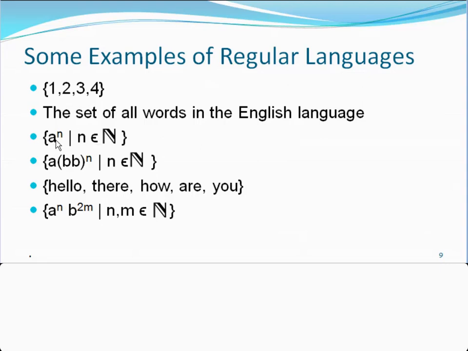On the other hand, here's an infinite set. This is the set of all strings made up just of a's, so it's a to the n, such that n is a natural number. You can have 0 a's because 0 is a natural number, or 1 a, or 2 a's. This is a nice shorthand way to write this set. Lambda is in here because when n is 0, we don't have any a's at all. When n is 1, we have 1 a. When n is 2, we have 2 a's. When n is 3, we have 3 a's, and so on.